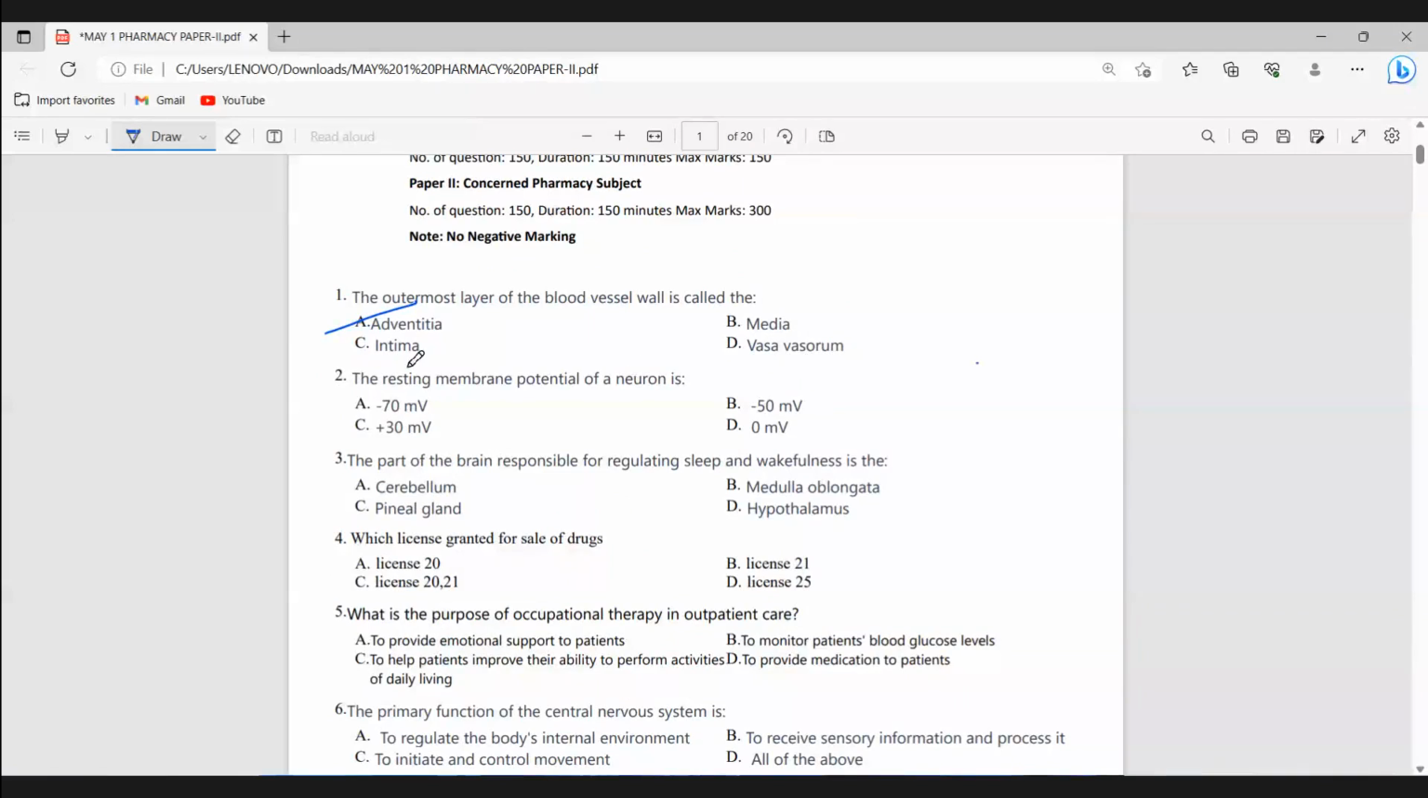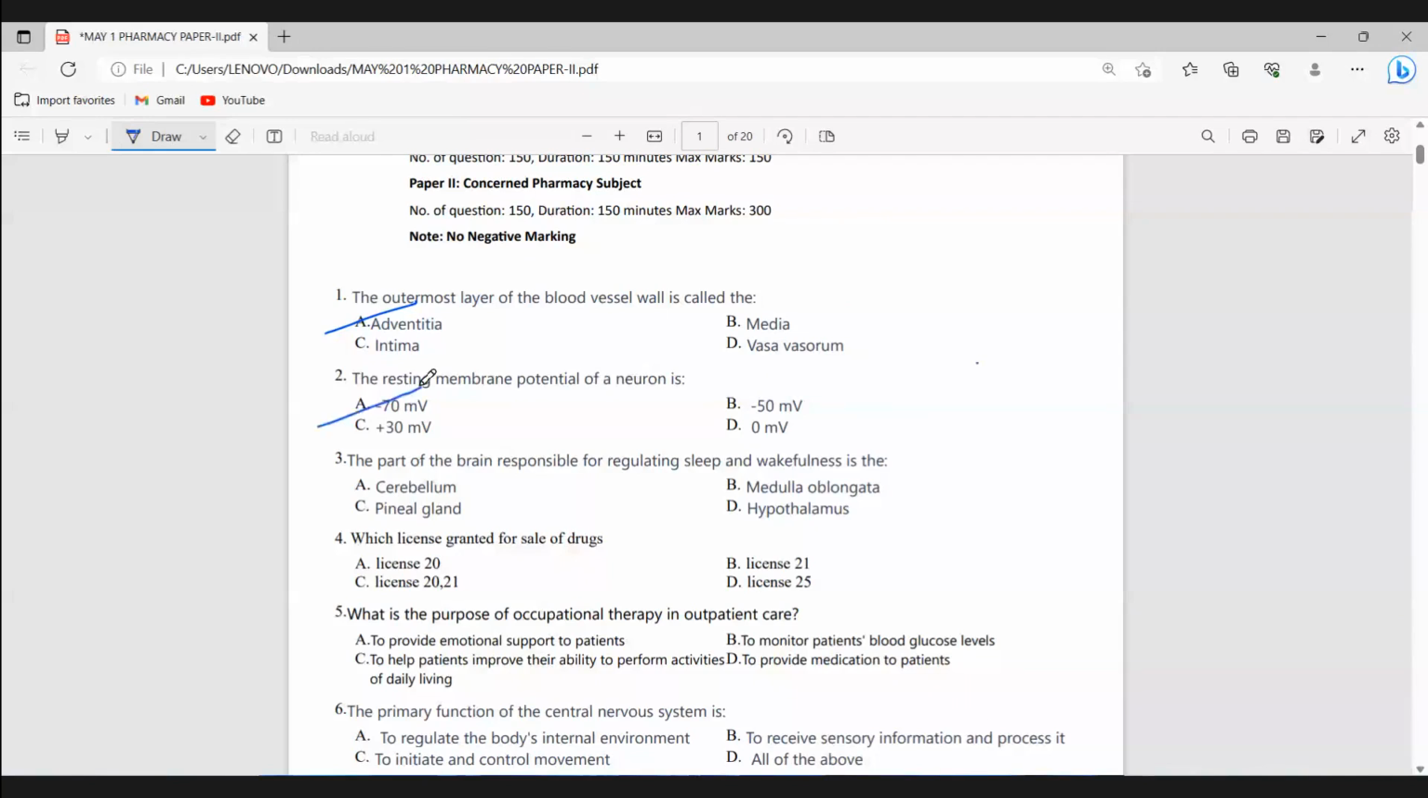Then second question: the resting membrane potential of a neuron is. First, I'll tell you the answer, then I'll make you write the explanatory part about each and every option. Okay? The answer is minus 70 millivolts.